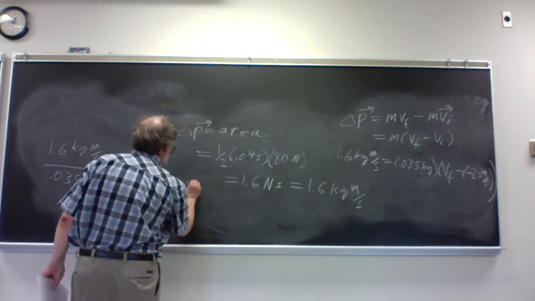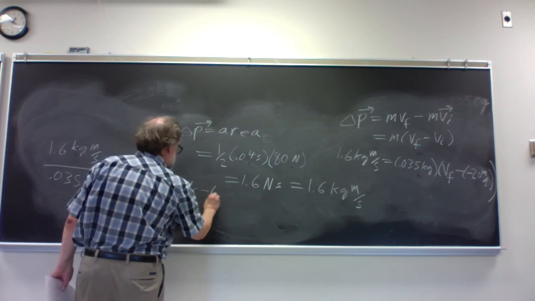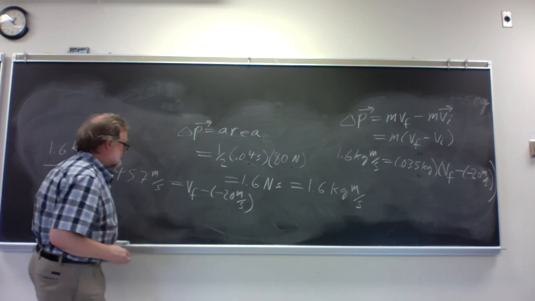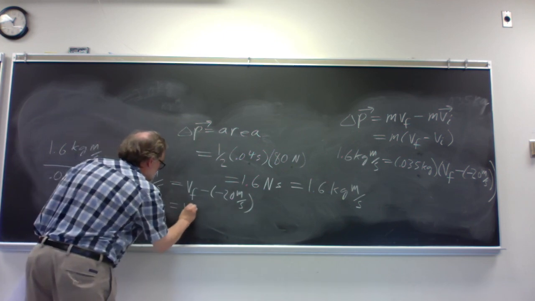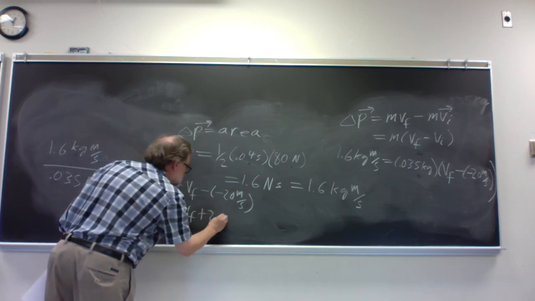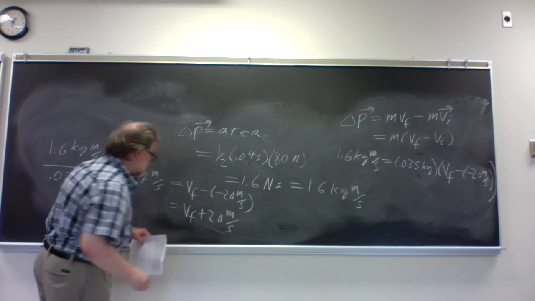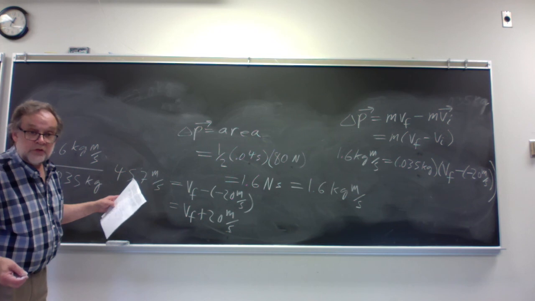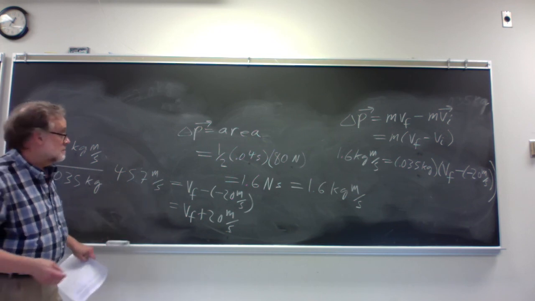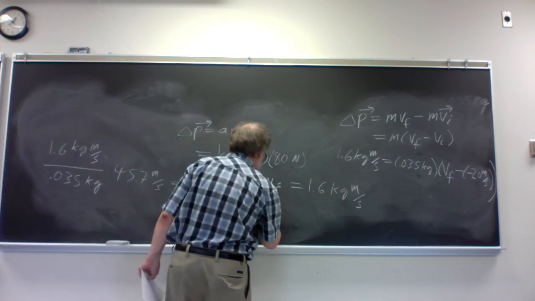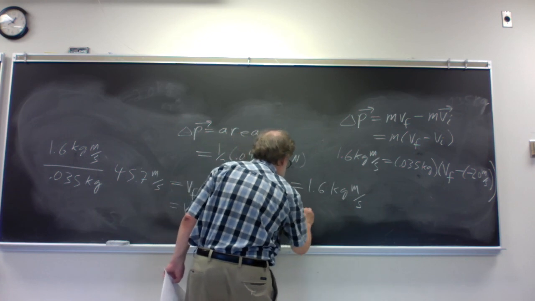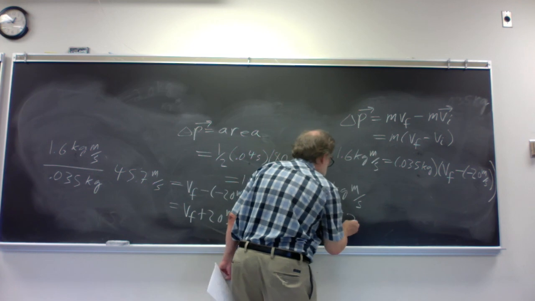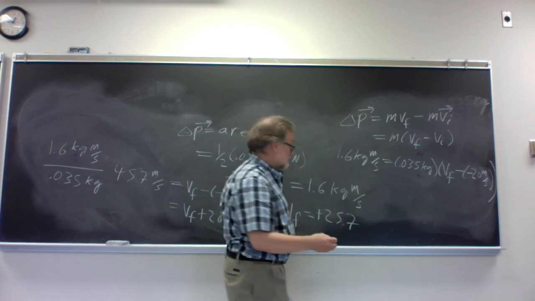That's equal to V final minus minus 20 meters per second, or V final plus 20 meters per second. That means V final has to be 25.7 meters per second, or rounded up to 26.